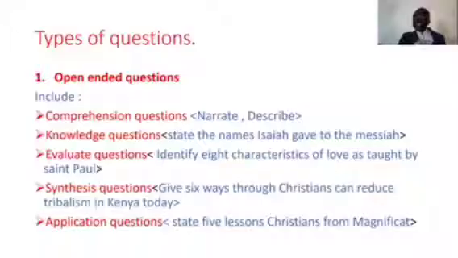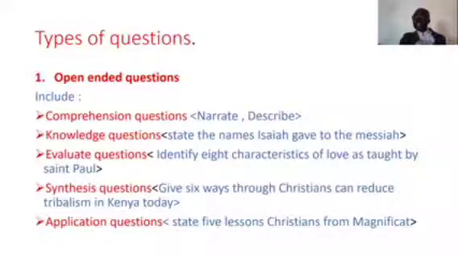So open-ended questions are questions where you have not been restricted. You have not been given the number of answers that you're supposed to be giving. But the closed-ended questions, you are given the number of points you're supposed to give.